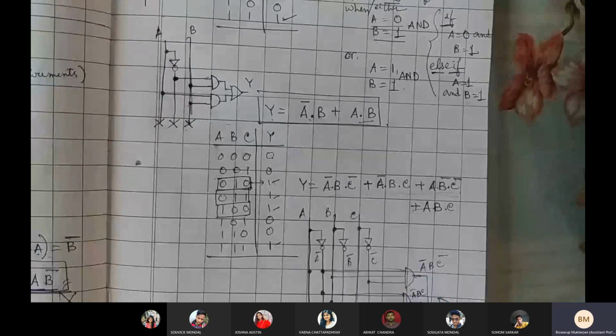Okay, so this is the way. First of all we need to find out the truth table. Truth table ta eke rakhte hobe, and then from the truth table we can easily find out what its Boolean function is, right? By treating 1, as we have mentioned, both can be possible.